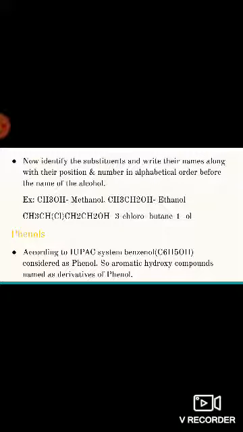Next, aromatic hydroxy compounds nomenclature according to the IUPAC system. Here the aromatic hydroxy compounds are generally considered as phenols. There are no specific rules to name the aromatic hydroxy compounds according to the IUPAC system. They are simply named as derivatives of benzene as well as derivatives of phenol. Okay, fine.